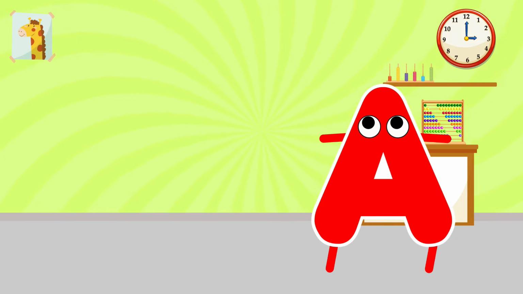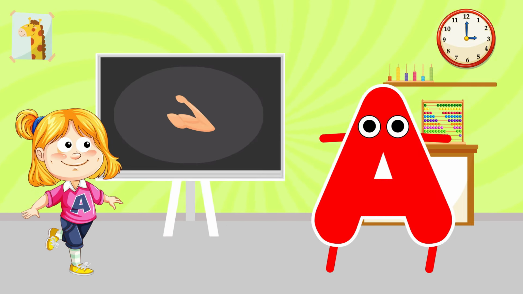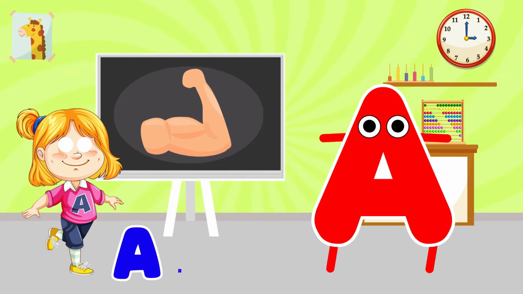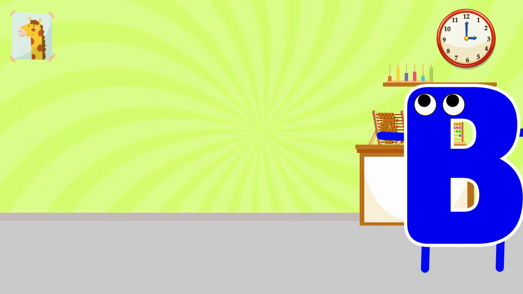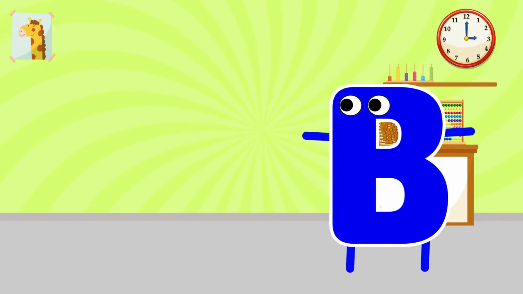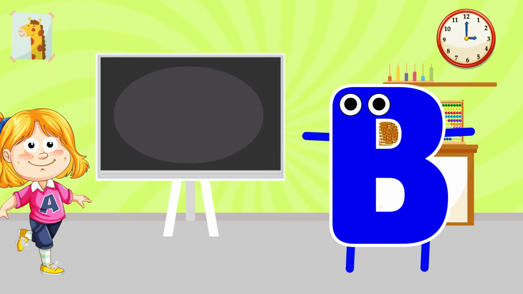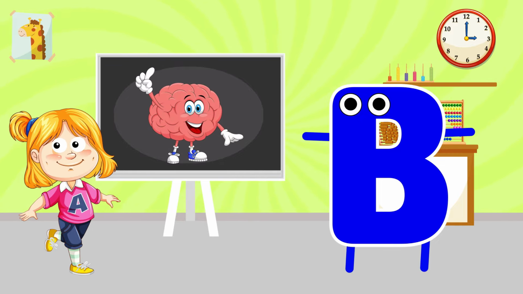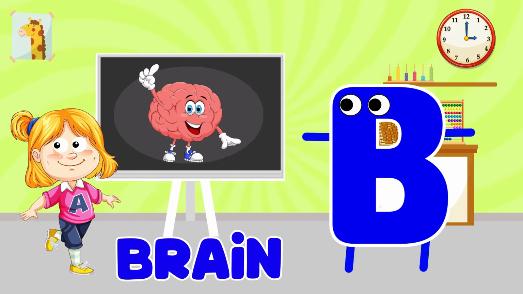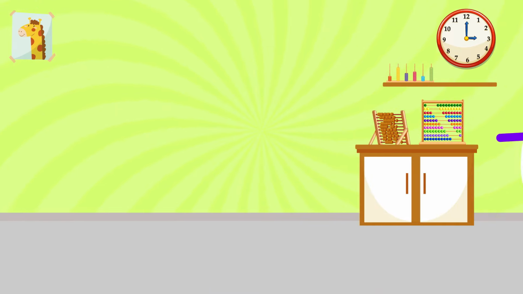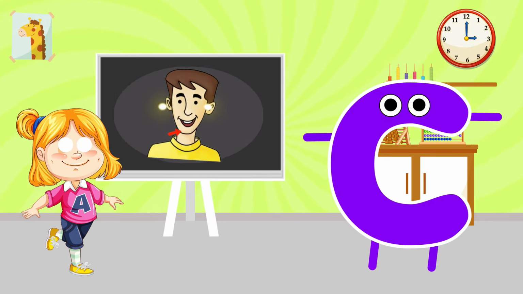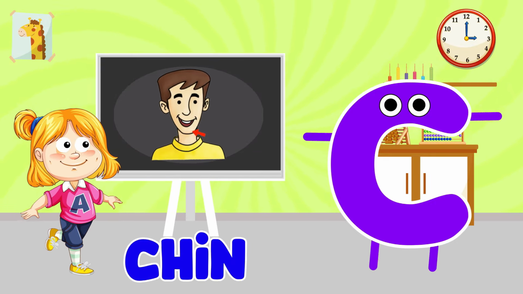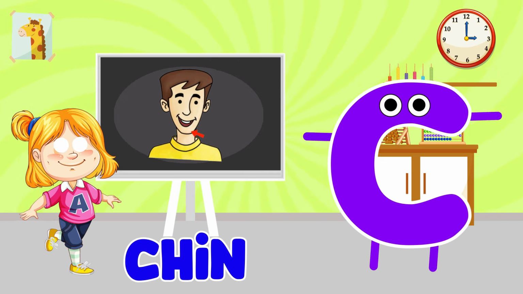A. A is for arm. B. B is for brain. C. C is for chin.